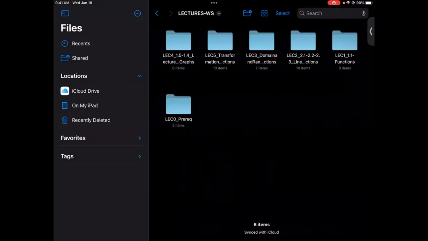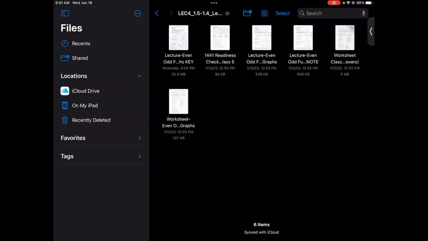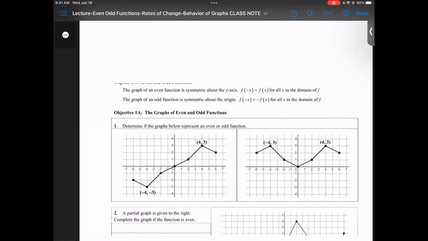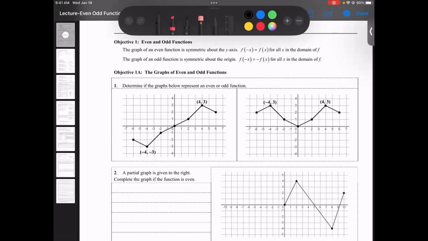Today is even and odd. Okay, number one will be odd, right? As you can see, take a look at the points (4, 3) and (-4, -3). They're opposite: opposite x, opposite y. Not always true, but in this picture.